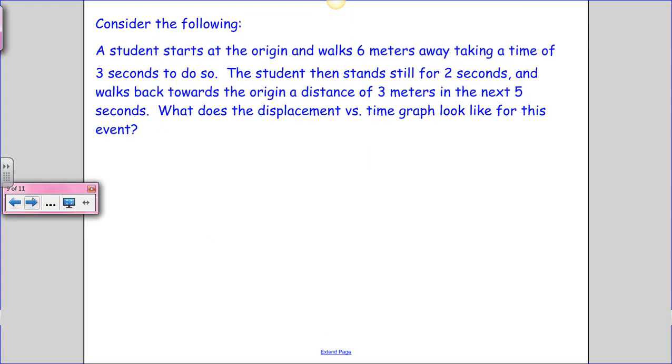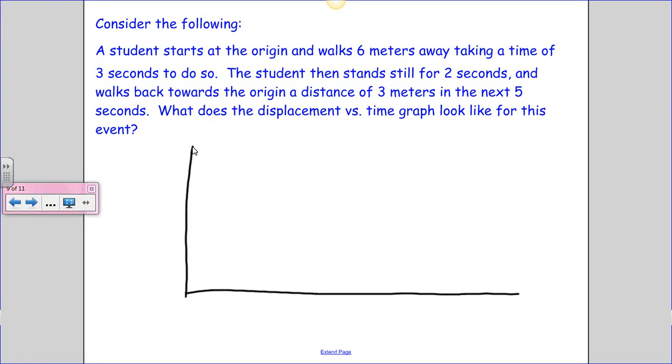So let's use this graph to try and plot the movement of someone. We have time on the bottom, measured in seconds, and we have displacement on the y, measured in meters. So let's take a look at this. A student starts at the origin and walks 6 meters away, taking a time of 3 seconds to do so. The student then stands still for 2 seconds and walks back toward the origin a distance of 3 meters in the next 5 seconds. What will this look like?